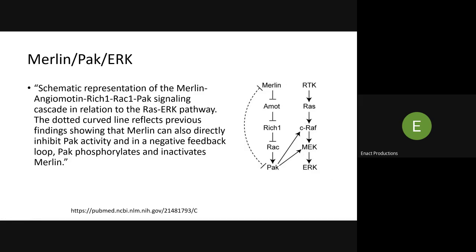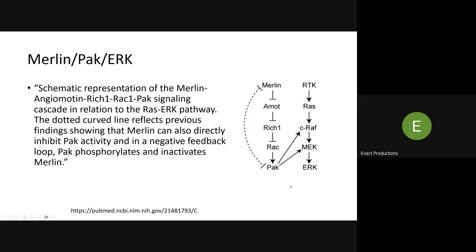It's a brake. If your brake is broken, if Merlin is not there, it's absent, or it's defective in some way, then PAC is not getting that inhibitory signal, and therefore PAC is more likely to continue to add gas to the fire to keep promoting this MEK ERK pathway.